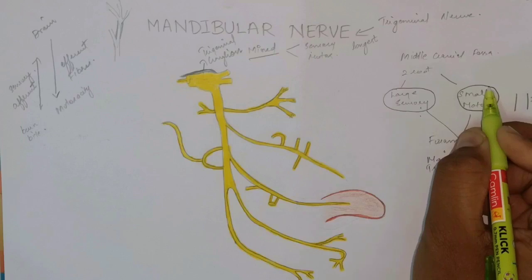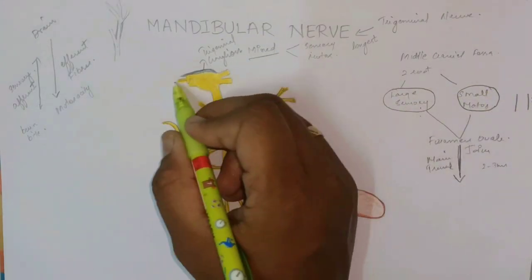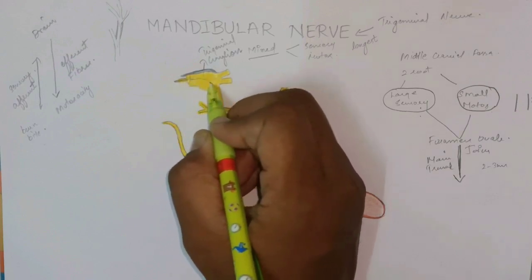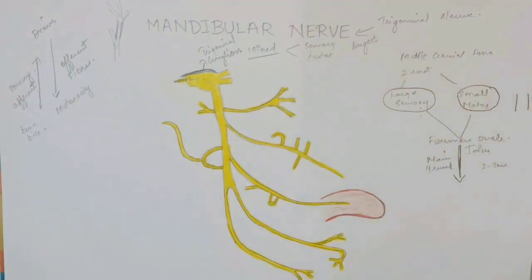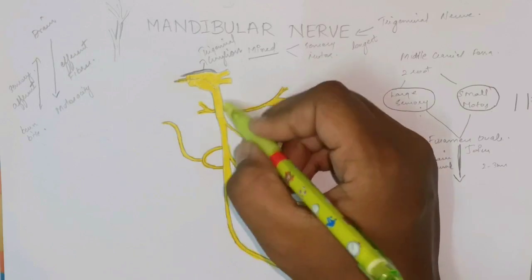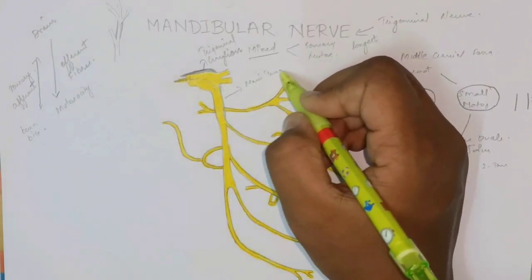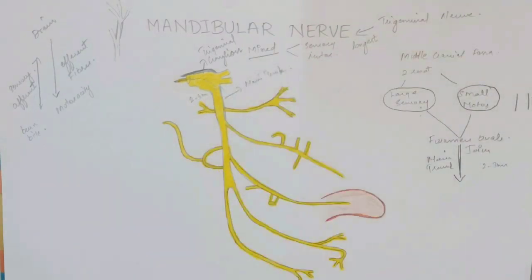I'm indicating that the small motor root will come deep to the sensory root and the trigeminal ganglion. That is what I have written in the center. I'm drawing it in the center portion. After that, as I said earlier, it will remain as a main trunk of 2 to 3 mm once it comes out from the foramen ovale.